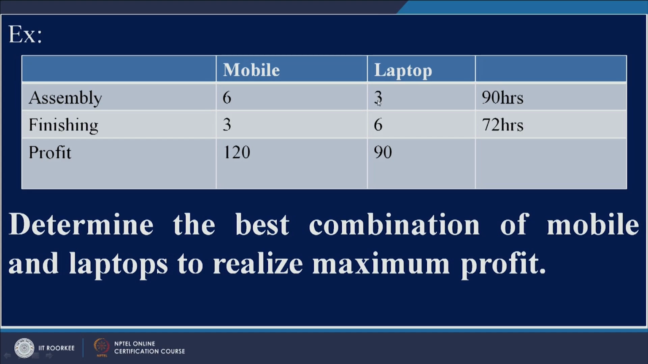3 is the time to assemble one laptop. This 6 is the time to finish one laptop, and this is the time to finish one mobile. So, this question is given to you, and what you have to do is determine the best combination of mobiles and laptops so that your profit is maximized. I hope you have understood this particular problem.